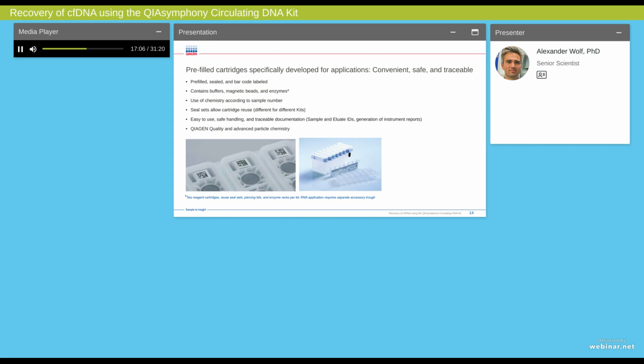Traceability and safety is also implemented for the pre-filled reagent cartridges, which contain the buffers, magnetic beads, and enzymes. For each application, a specific chemistry was developed and pre-filled into the cartridges before being sealed to ensure a long shelf life of the kits. A seal set, which is part of each kit, allows the reuse of an opened reagent cartridge for several weeks and thereby ensures flexibility in sample numbers per run.